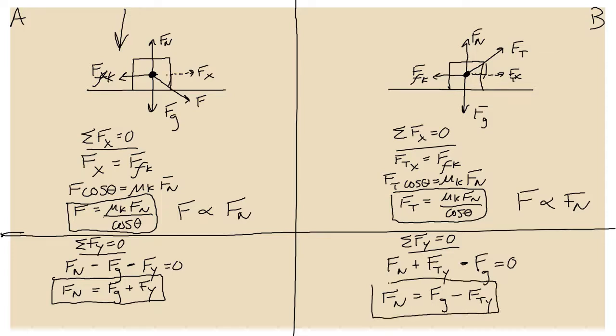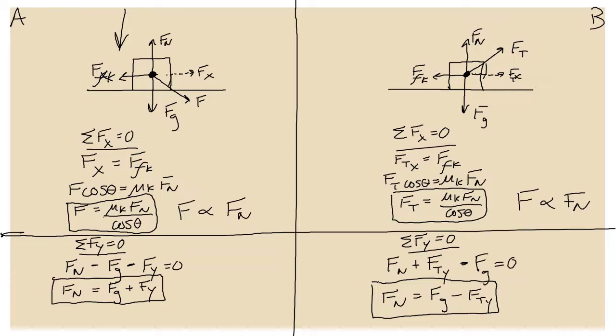And so that means the normal force is the weight minus the vertical component of the tension. And so here, in a rather straightforward way, we can see the true difference. According to the x direction equation, the force is directly proportional to the normal force. That's true for both. The force is directly proportional to the normal force.